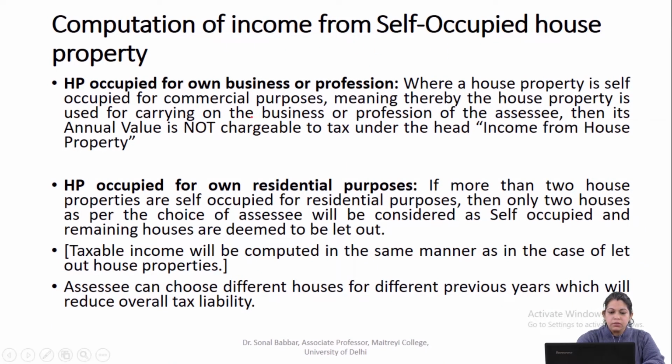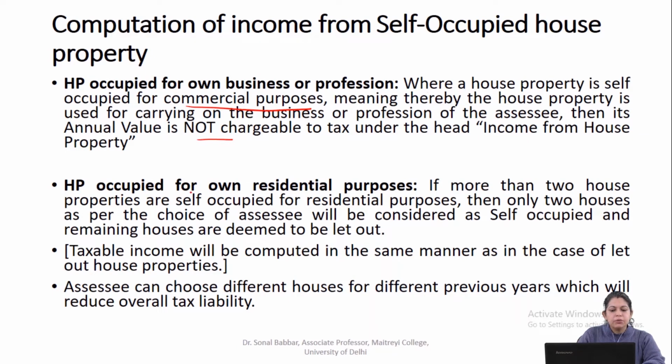self-occupied. So if the house property is self-occupied for own business or profession, as we have learned in the previous videos, such house property is not chargeable to tax under the head income from house property. Where a house property is self-occupied for commercial purposes, meaning thereby the house property is used for carrying on the business or profession of the assessee, then its annual value is not chargeable to tax under the head income from house property.